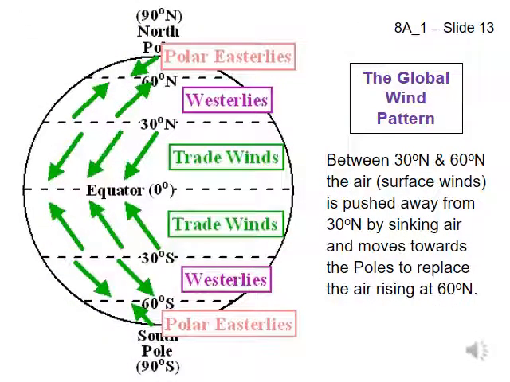Slide 13. Air is always pushed away from the place where it sinks and towards the place where it rises. Between 30 degrees north and 60 degrees north, the air is forced to move in another convection cell by the sinking air at 30 degrees north and the rising air at 60 degrees north. The same thing happens between 30 degrees south and 60 degrees south. Notice that these middle convection cells are the reverse of the convection cells by the equator and the poles. In other words, they rotate in the opposite direction. The air does not want to move in this direction due to its density. Instead, it is forced to do so by the convection cells on either side.